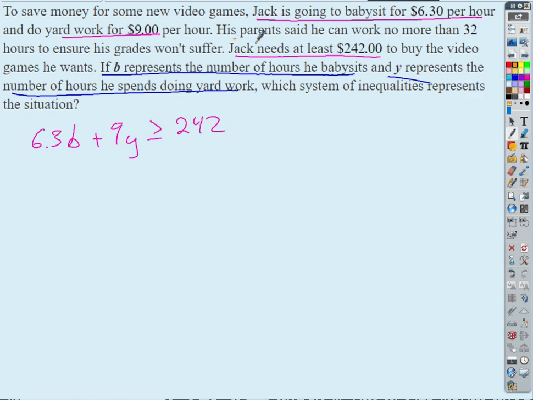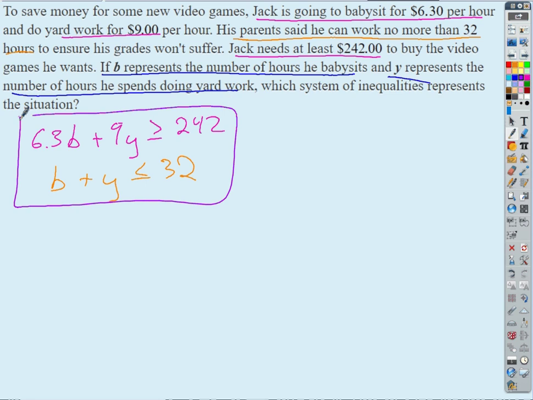What about this one: his parents say he can work no more than 32 hours? We can't go over 32. B plus Y, so the number of hours babysitting plus the number of hours yard work has to be less than or equal to. So do we put in equals? Would 32 be fine? Yeah, his parents would allow 32, but they wouldn't allow anything more than that, so we'd have a less than or equal to, right? So that's our answer. That's our system of linear inequalities. We're done.